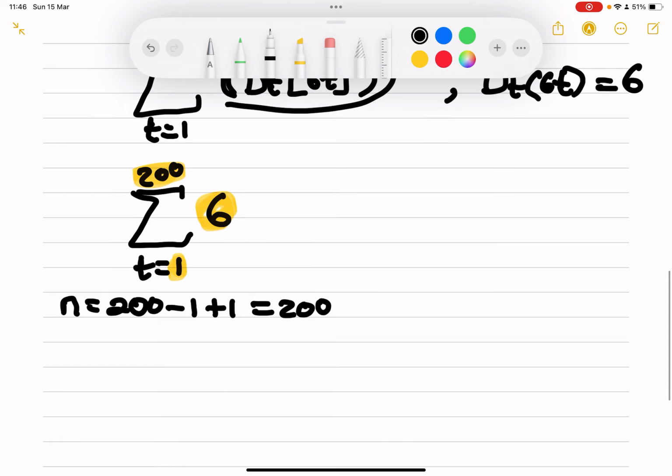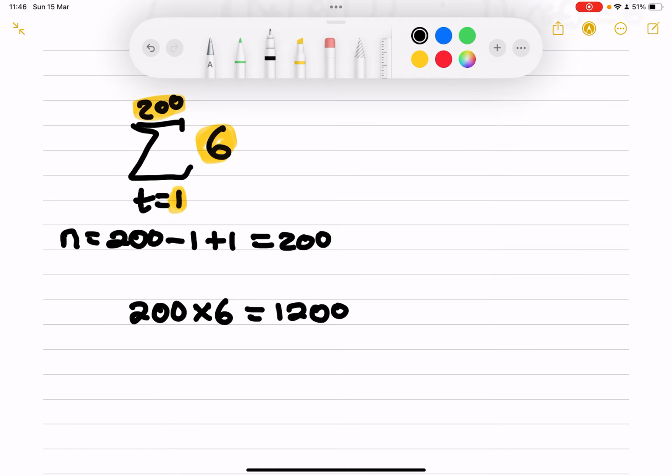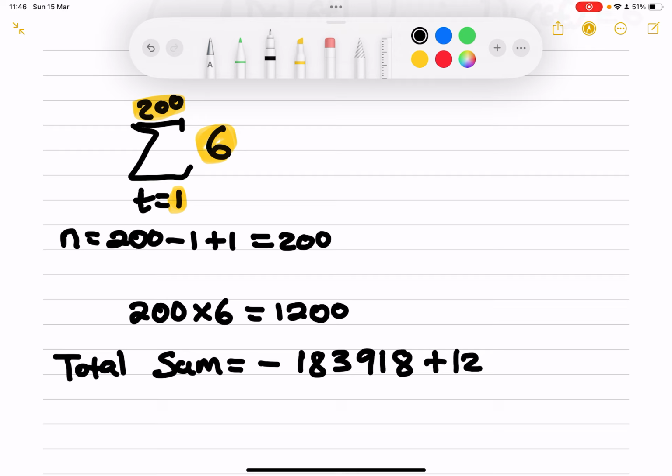To calculate this, we can just multiply 200 by 6, which is equal to 1,200. Okay? Now let's find the final grand total. We just have to put our two halves back together. So the total sum will be equal to negative 183,918 plus 1,200, which is equal to negative 182,718. And that is the final answer.